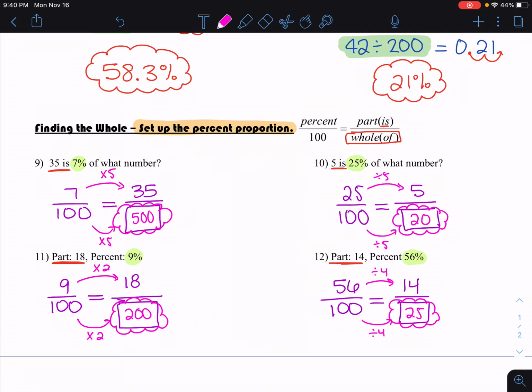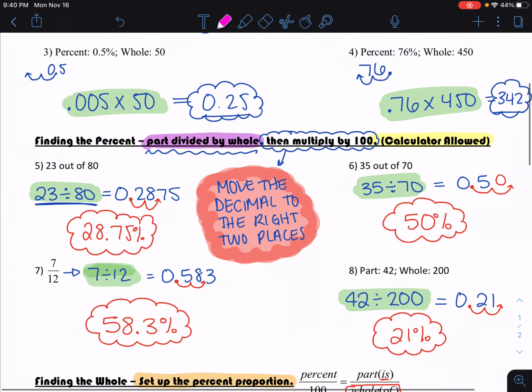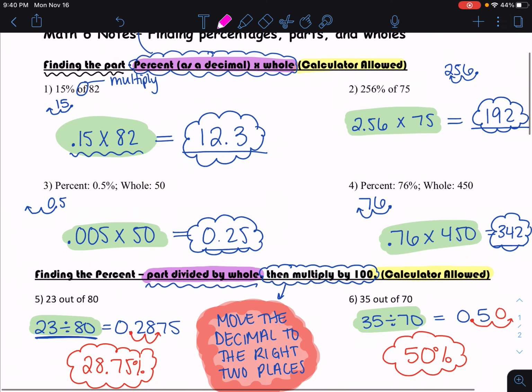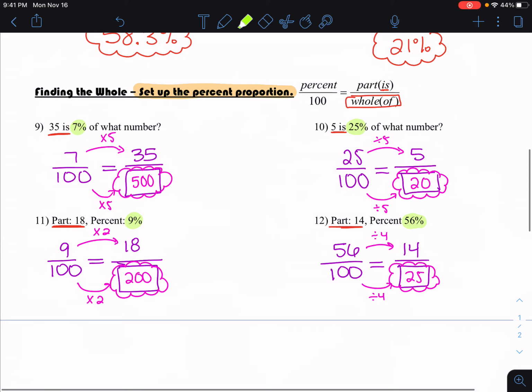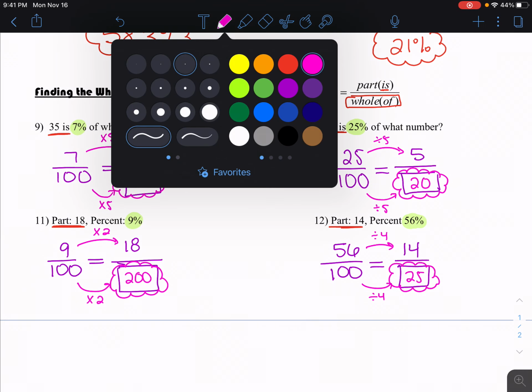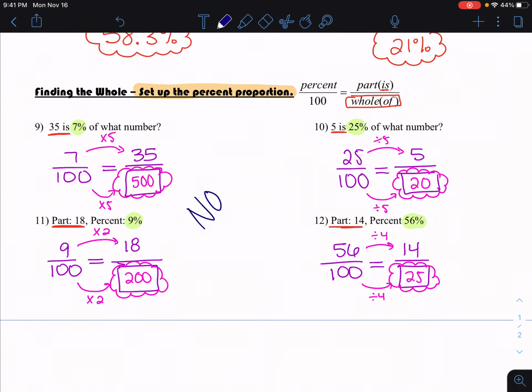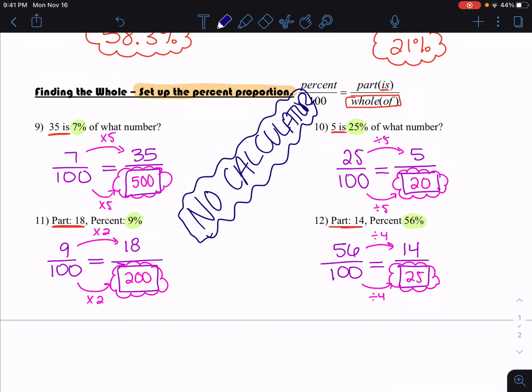Now we're going to spend some time working on these 3 objectives. Remember that the first 2, you may use your calculator. So if you're finding the part, or if you're finding the percent, you may use your calculator. It says calculator allowed, and I will make sure that I am specific about that. And then the last one, I did not use a calculator. So these are no calculator allowed. Okay, so on these last ones here, no calculator allowed. Because we know how to work with these things. Okay, we know how to work with two equal fractions and figure out what's missing.